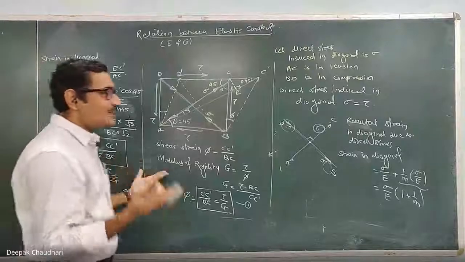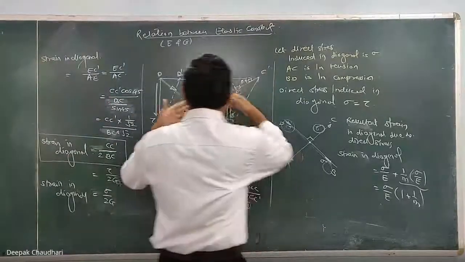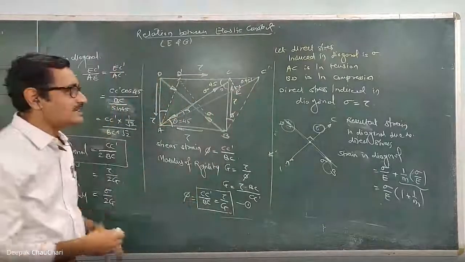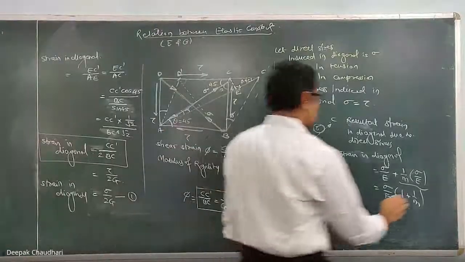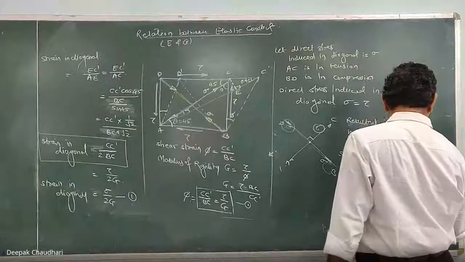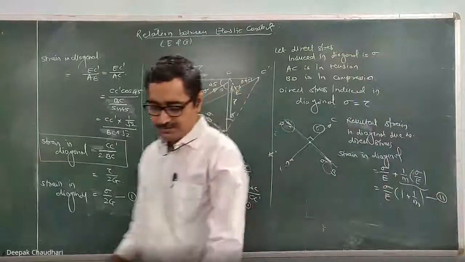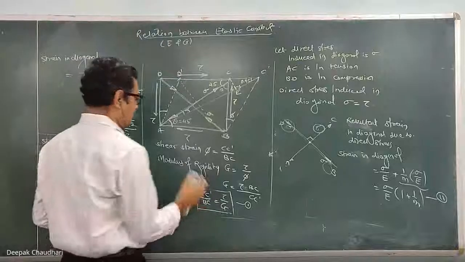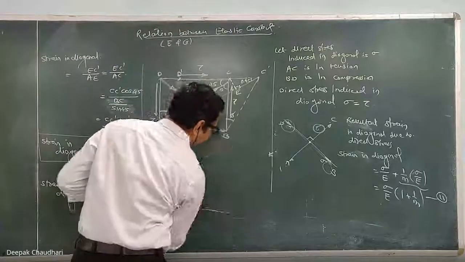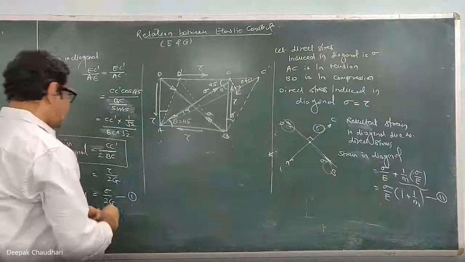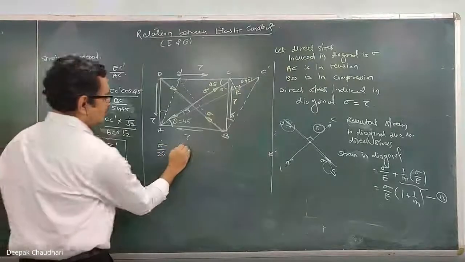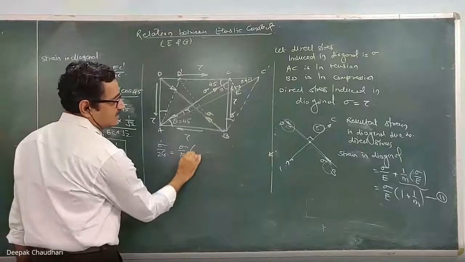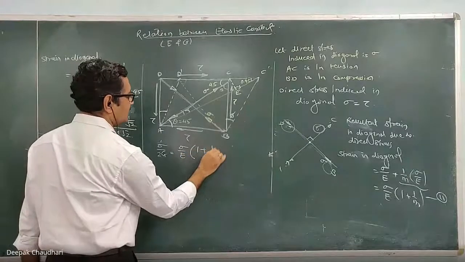Here now the strain is same, because the distortion is same. So if I equate the strain, say this is equation number 1 and this is equation number 2, if I equate 1 and 2, I will get sigma upon 2g equal to sigma upon E into, in bracket, 1 plus 1 upon m.